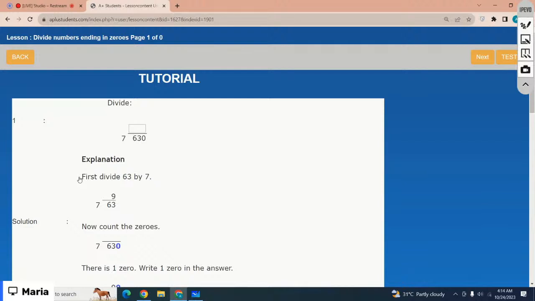You have to count a table of 7 until 63. So 7 times 9 is 63, right? So that means when you divide 63 by 7, the answer is 9. Now you can put the 0, the one with the question, right? So that would be 7 times 90 equals 630, right? Let's just start with the practice questions.